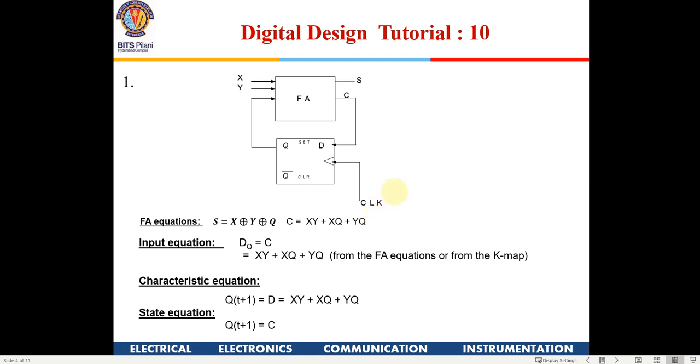No. With X and Y, yeah, it has to be synchronized. Otherwise, if X and Y are not synchronized with the clock, there will be change in sum. Okay? There are two kinds of machines, right? One kind of machine, I think the Moore machine, in which the output would change if the input is not synchronized.